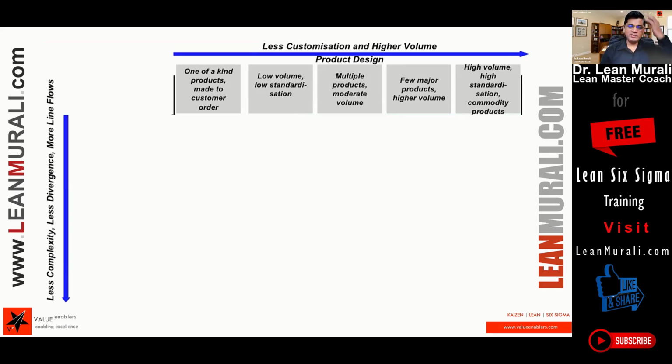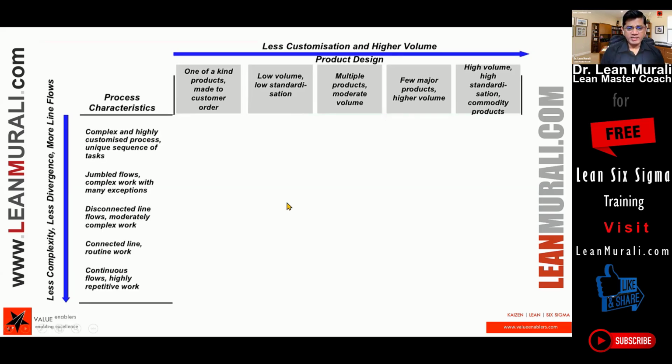I'm not promoting single piece flow everywhere. Single piece flow is just lean thinking. That's all. The idea is this: if you keep lowering your batch size, your speed will increase. That's the whole point. And how low can you lower your batch size? On the extreme, you find high volume, high standardization, high commodity items, chocolates, biscuits, which you keep producing.